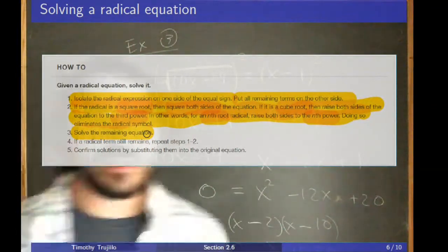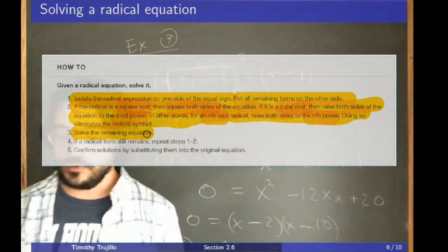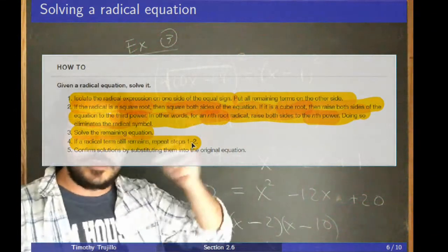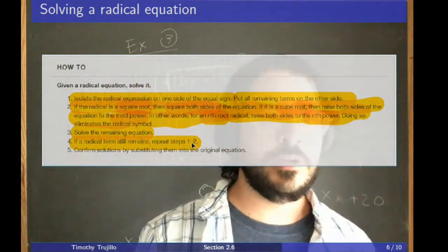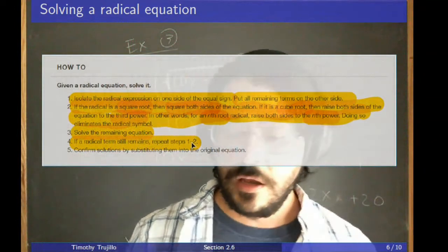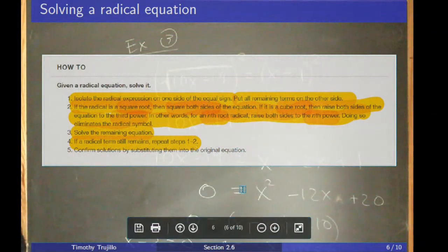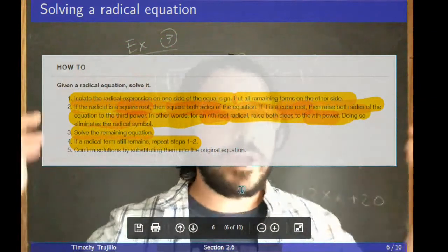However, it's not always that simple. And the next step in the how-to is just sort of reminding you of the fact that it's not always that simple. You may still have a radical in your expression. You may have squared both sides, but because of the way it's set up in the most complicated version of these sort of problems, you may have another radical showing up. So what you do is you go back and you just isolate the new radical and you undo it. And you just keep repeating steps 1 and 2 until all the radicals are gone.